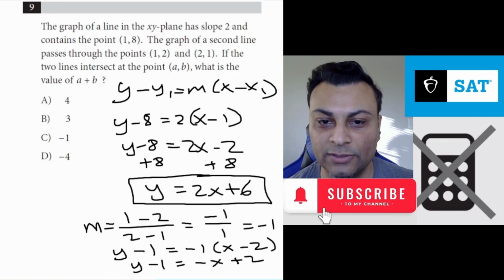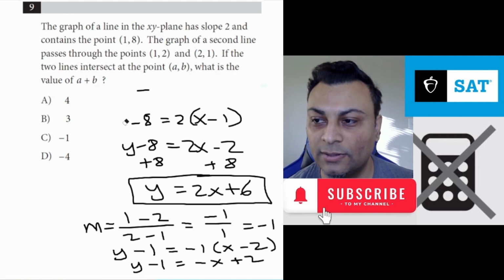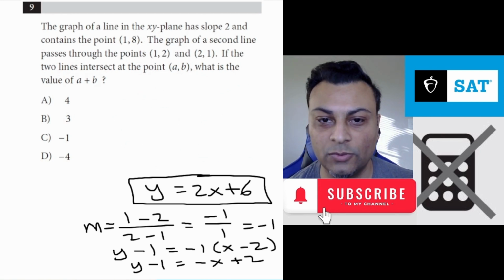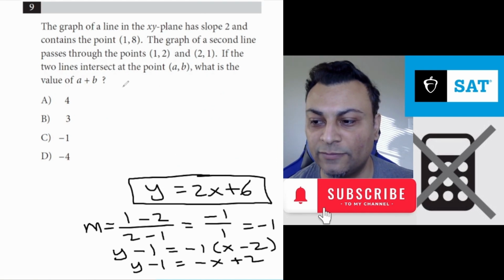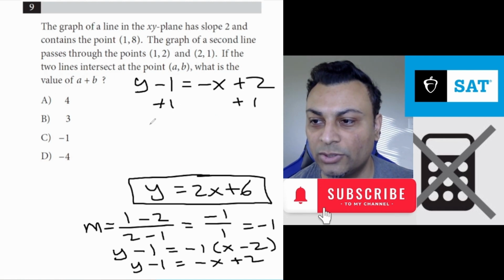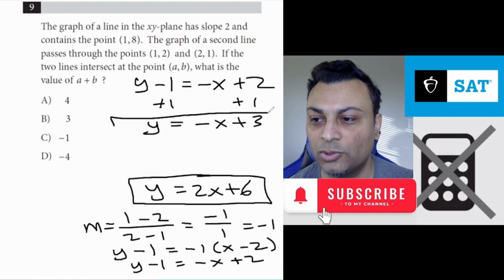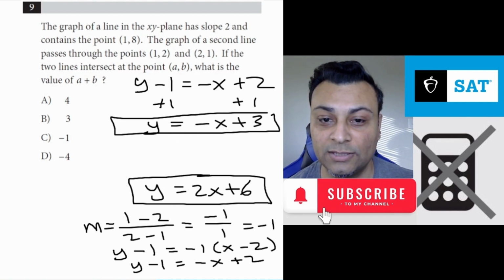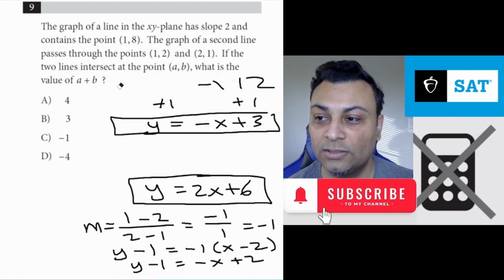And let me clear some of this stuff. Okay. And if we continue from there, let me rewrite that. y minus 1 equals negative x plus 2. Let's add 1 here and add 1 here. So you have y equals negative x plus 3. So these are the two equations we have. And we want to know where they meet. So we'll set them equal to each other and solve.